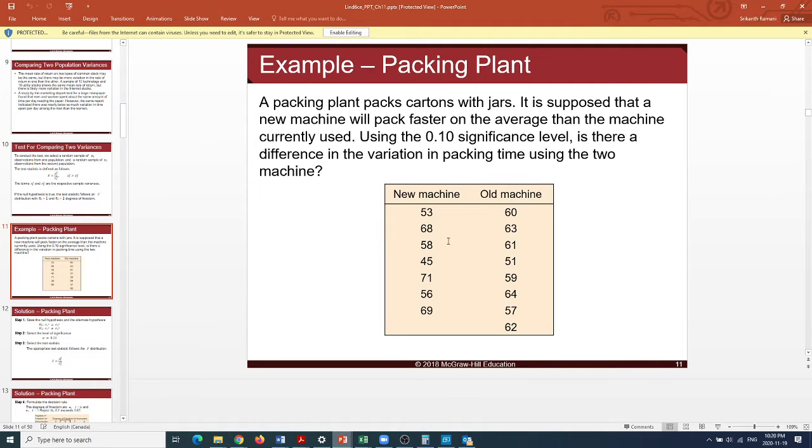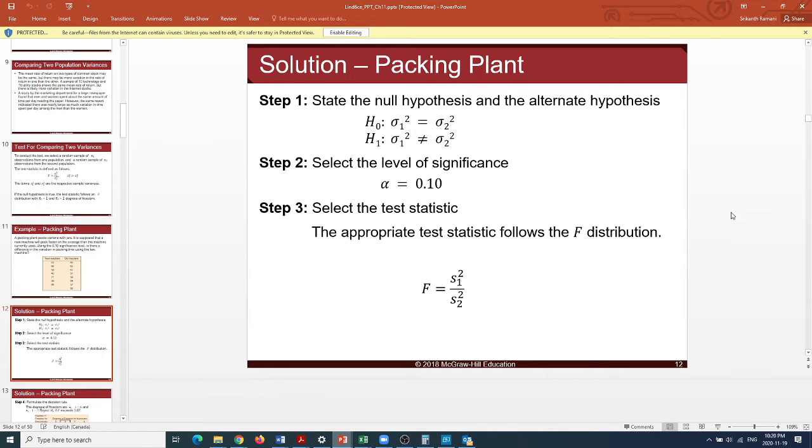Let's look at a simple example over here. There's a meat packing plant that packs a lot of cartons with jars, and one machine can potentially pack a lot faster than the other machine, and you're using a 0.1 significance level. We're trying to see if there's a difference in the variation of the packing time using the two machines. So we have all the times here for one machine, more data for the second machine, and your hypothesis is the variances are equal, and the alternate hypothesis is they're not equal. It's a two-tailed test, and the significance is 0.1, but when you split it for a two-tailed test, it will be 0.05 when you're looking at the table.